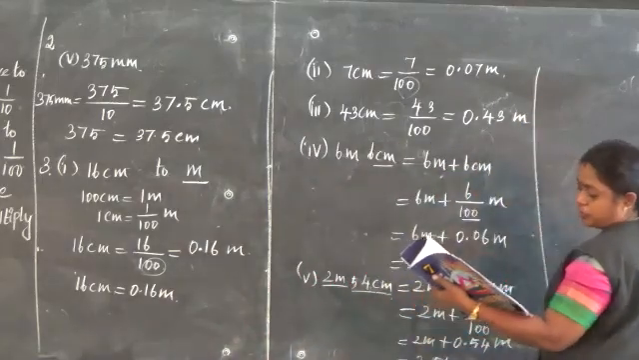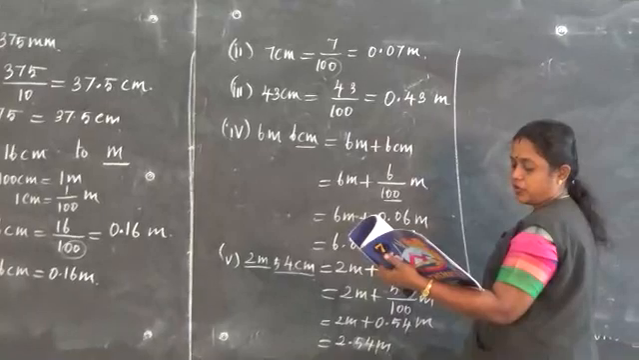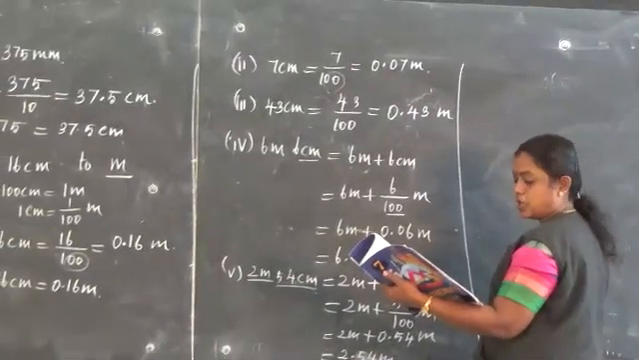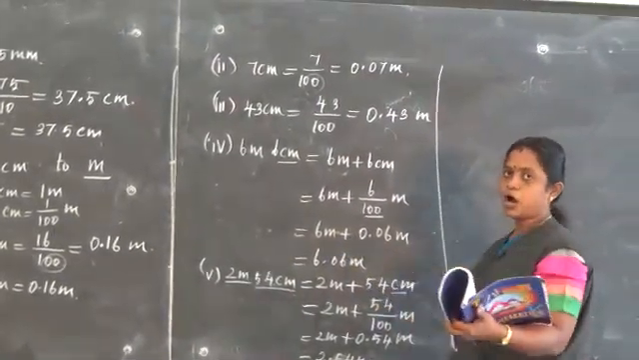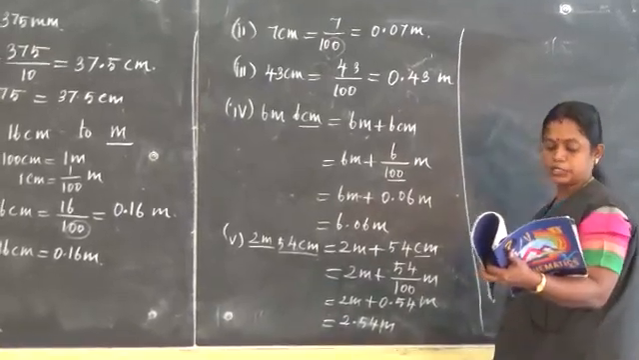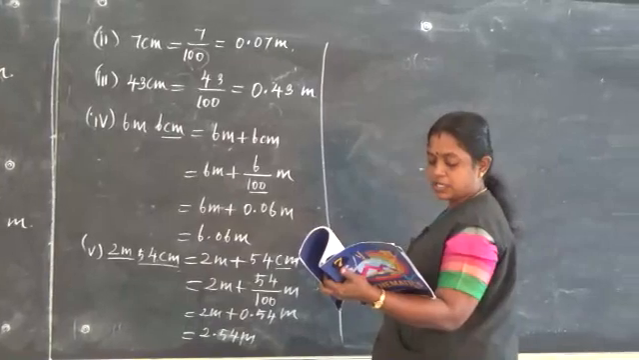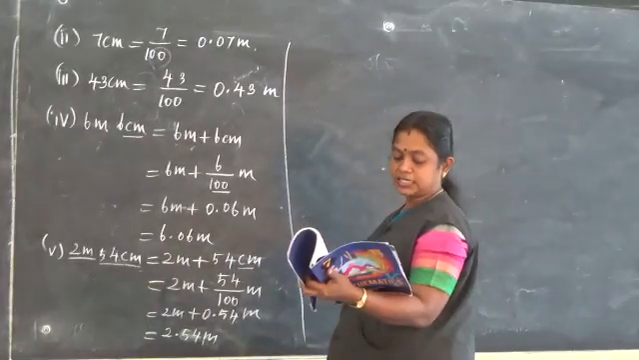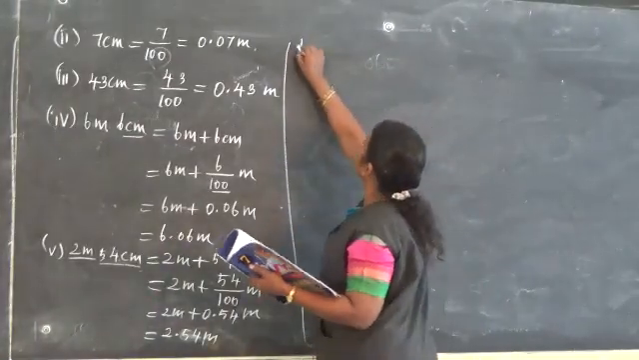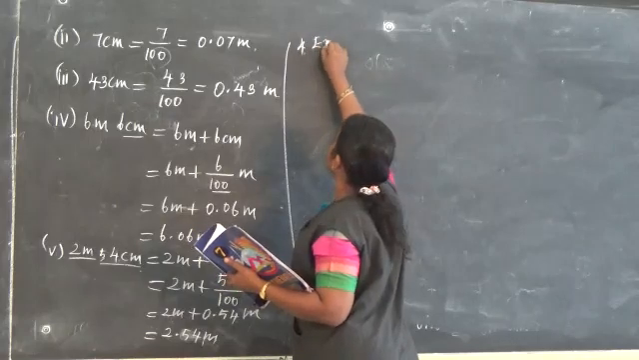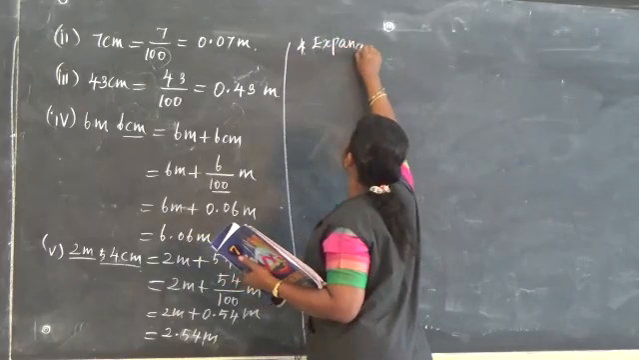Come to the fourth Roman. Expand the following decimal numbers. Whole numbers you already know how to expand. So now you must learn only how to expand the decimal numbers. Fourth one, expanded form of decimal numbers.